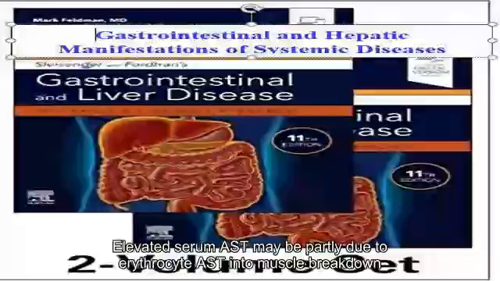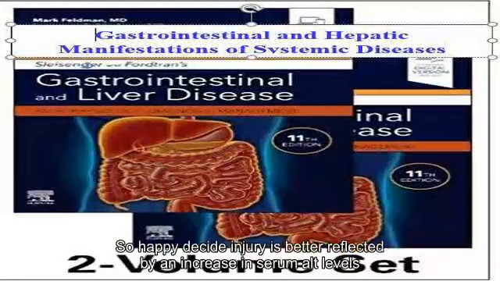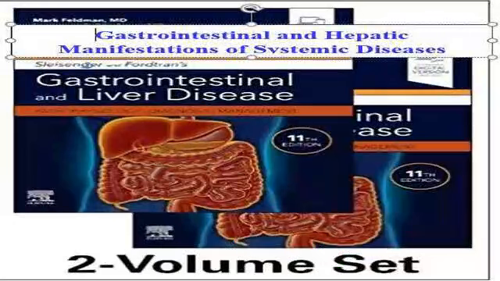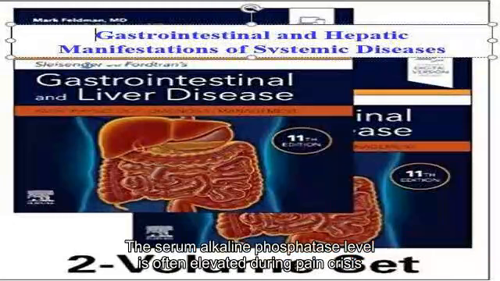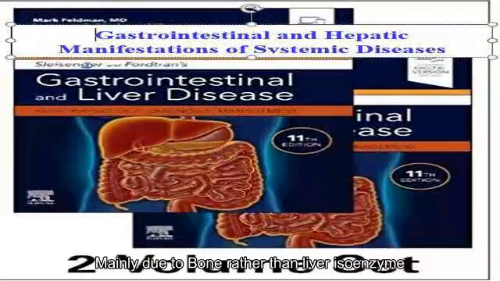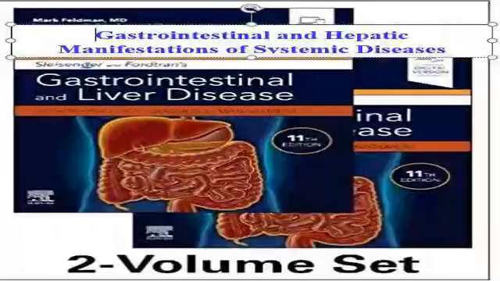Elevated serum AST may be partly due to erythrocyte AST and to muscle breakdown, so hepatocyte injury is better reflected by an increase in serum ALT levels. The serum alkaline phosphatase level is often elevated during pain crises, mainly due to bone rather than liver isoenzymes.